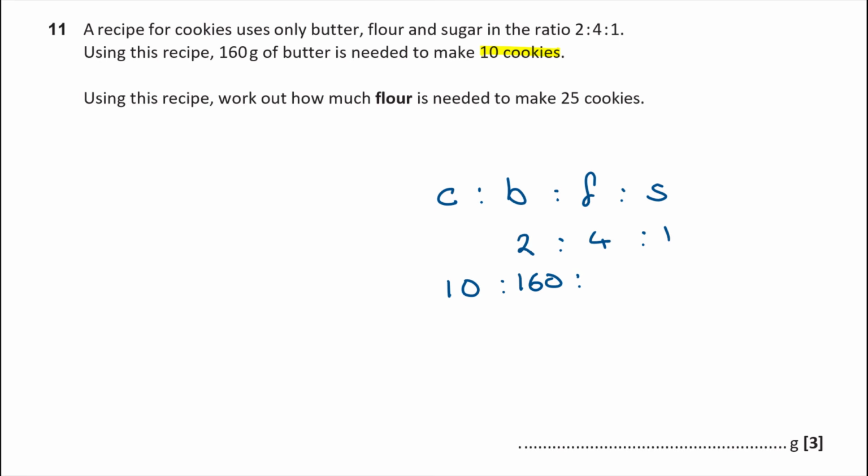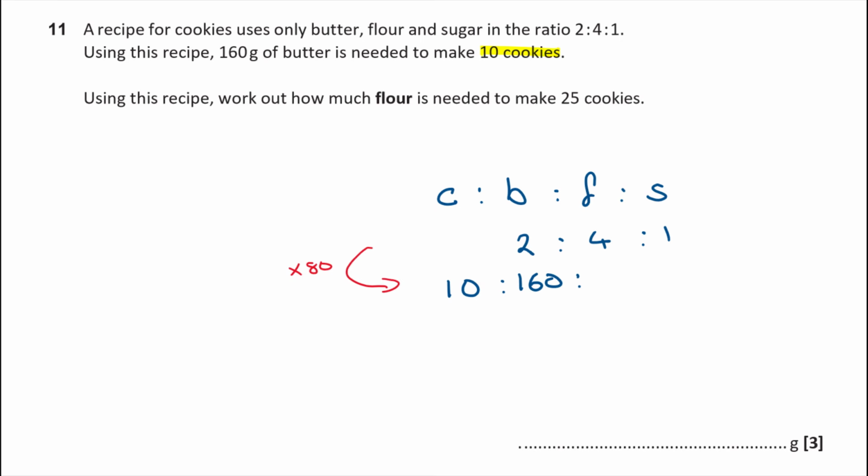Well, in order to work it out, I need to work out how many times 2 goes into 160, don't I? So how many times does 2 go into 160? Because if you look at the butter, the 2 from the butter goes to 160 when I've got 10 cookies. So 160 divided by 2 is 80, isn't it? So if I times that ratio by a factor of 80, then I should have enough of everything to make 10 cookies, shouldn't I?